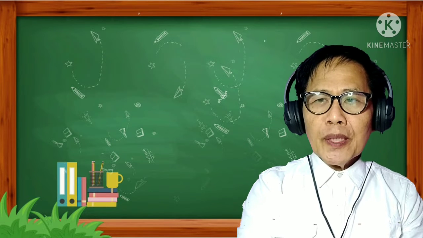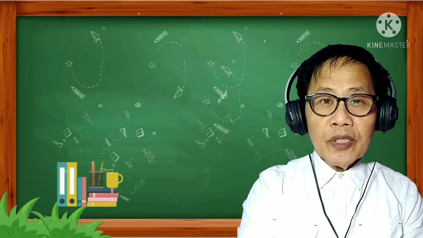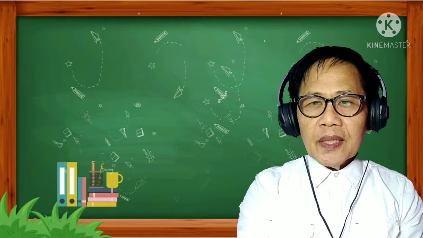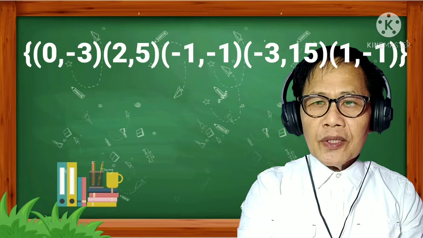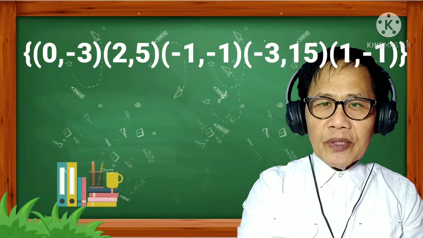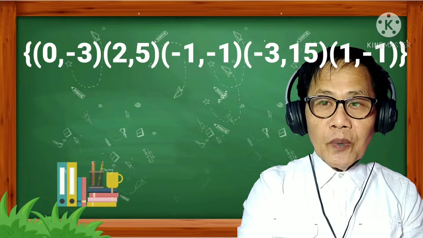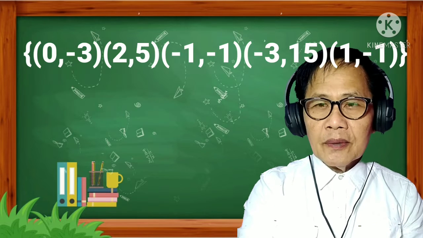How will you determine the domain and range of the function from a given set of ordered pairs? Example. Determine the domain and range of the function for the set of ordered pairs (0, -3), (2, 5), (-1, -1), (-3, 15), and (1, -1).